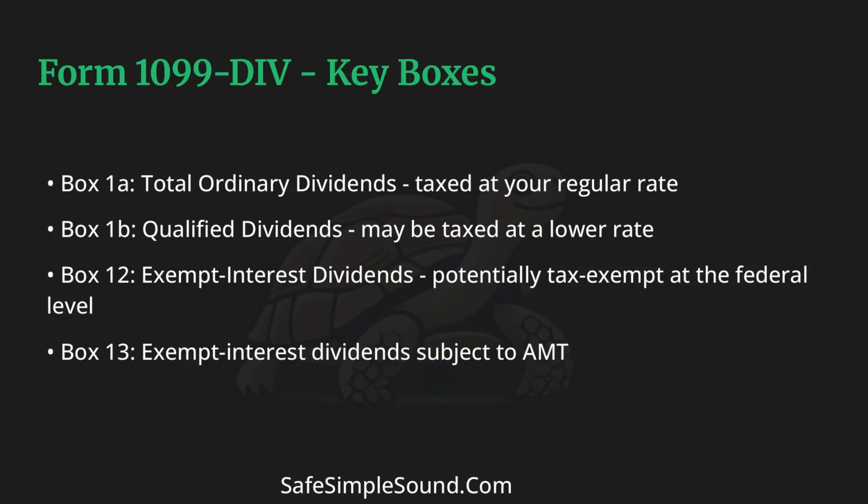Seeing both these numbers side by side on Form 1099 DIV instantly helps clarify your potential tax situation. You see the total, and then the slice of that total that might be taxed less. Then take a look down at Box 12, Exempt Interest Dividends.